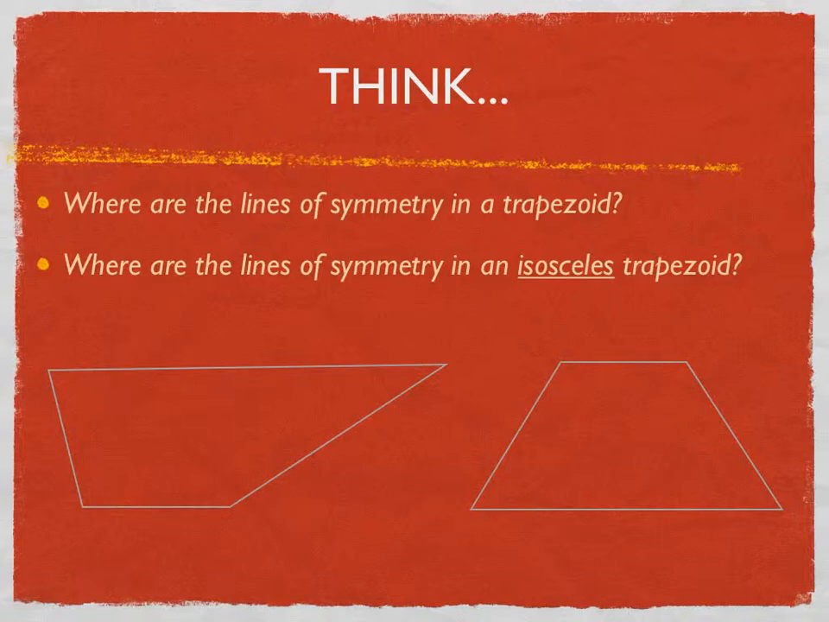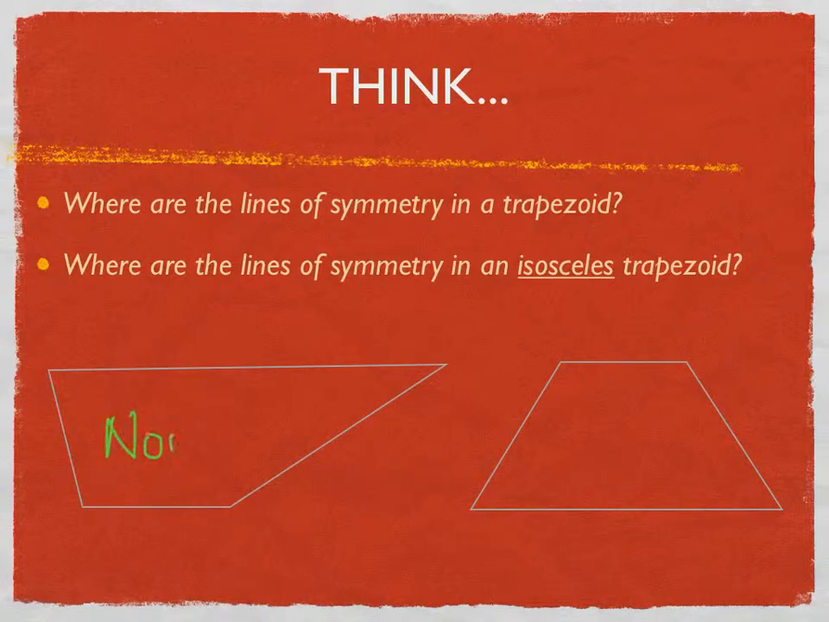Lines of symmetry in a trapezoid. Do we have any? So this one here on the right, this is just a regular trapezoid. Can you find a line of symmetry anywhere? Jackson? The one on the right is in between the midpoint of the two bases. If it's an isosceles trapezoid, right. So this one is not isosceles. This one has no lines of symmetry.